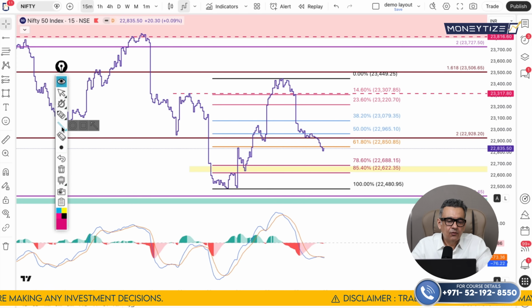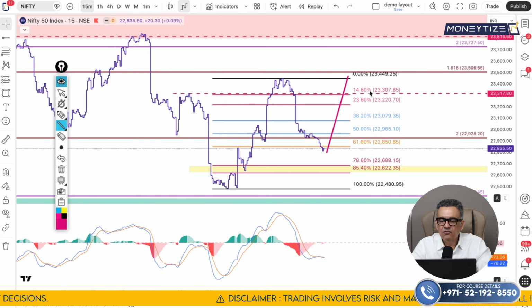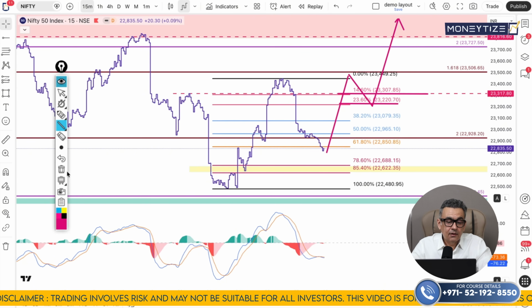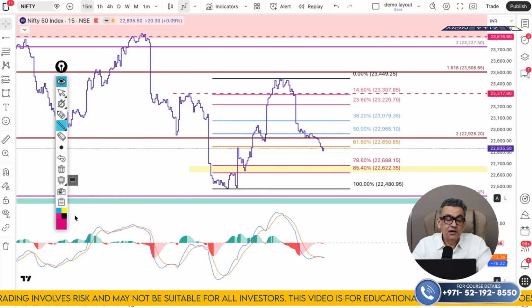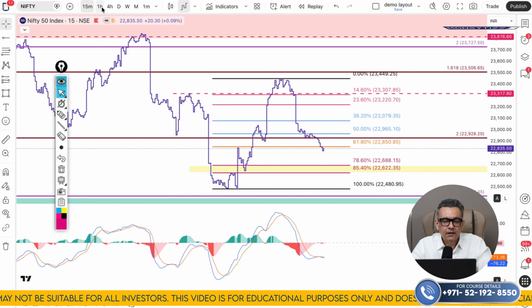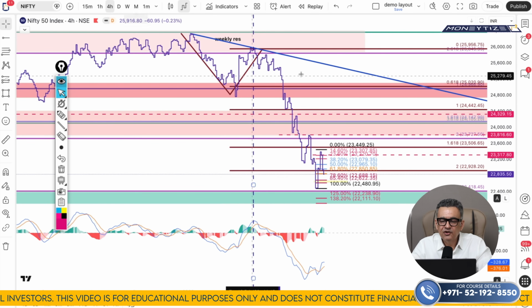Alternatively, if buyers want to take it directly from the current level, then we need a break above 23,220, 23,300, a valid retest and continuation higher. Now there is a very high probability, again 70 to 80% probability, of the bullish reversal here. Now this would be a counter trend reversal. I'm not saying that it would be permanently bullish.